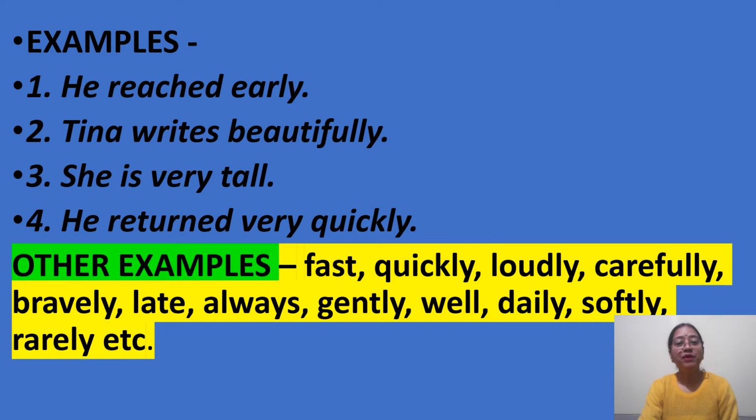Fourth sentence, he returned very quickly. Again here, he returned quickly. How quickly? Very quickly. So here quickly is an adverb and very is again an adverb. An adverb can also qualify another adverb. So in the fourth sentence, one adverb very is telling us more about another adverb quickly. So both these are adverbs. Very is an adverb, quickly is also an adverb. Two adverbs in this sentence.